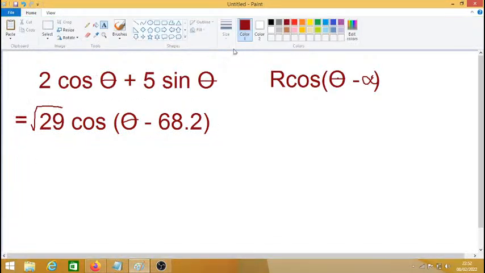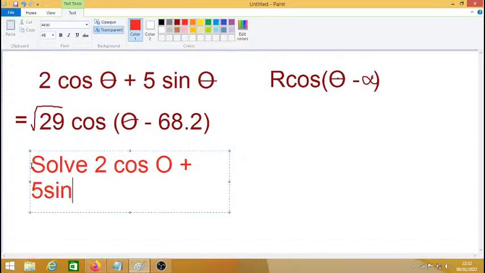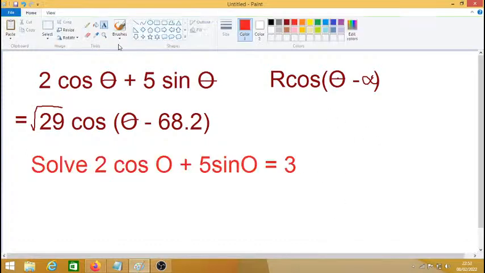So now in the next part today, what we want to do is to be able to solve the equation 2 cos theta plus 5 sine theta is equal to 3 for theta between 0 and 360. This would typically be a part B question because you want to use your work in part A to be able to make this very, very easy.